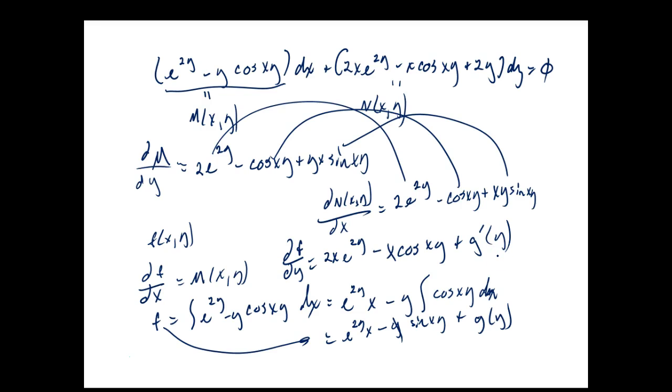Got it. Okay. Now this is supposed to be our n. Well, this part is hunky-dory. I like it. This part is hunky-dory. I like it. This says that g prime of y is equal to 2y. Right? This thing has to equal that. So what would g have to be?